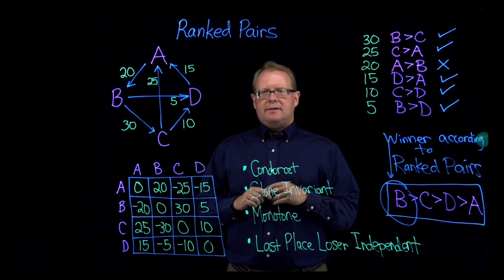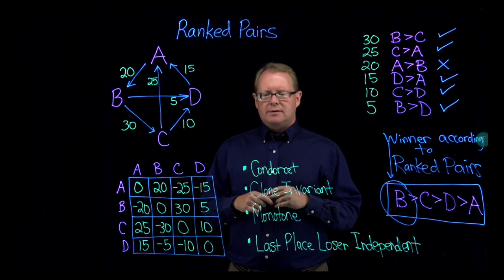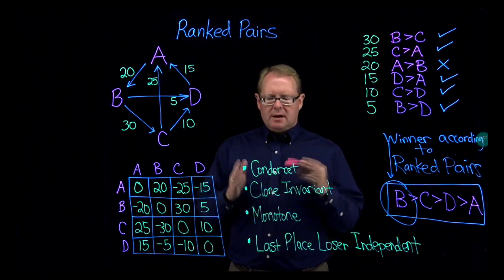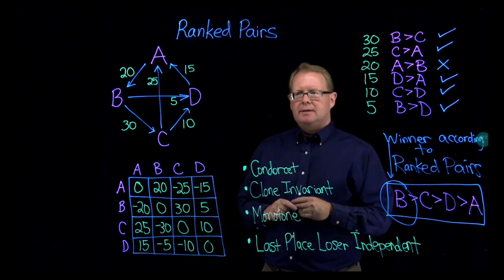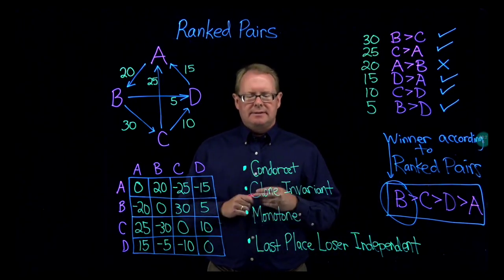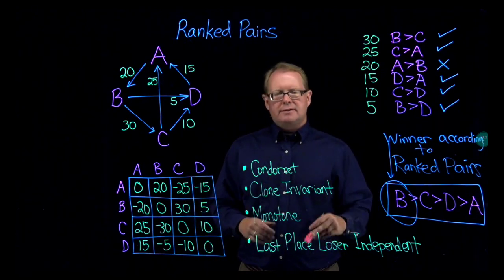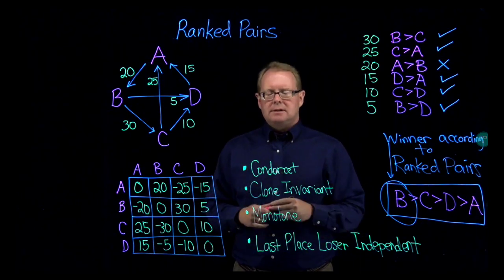So why is the ranked pairs voting method my favorite way for determining the winner of a preferential ballot election? Well, roughly speaking, it's because it has these four properties. It's Condorcet, it's clone invariant, it's monotone, and it's last place loser independent. And of all the methods I've discussed in this video series, it's the only method that has all four of these properties. And each of these properties is just too good for me to not want to have these properties.